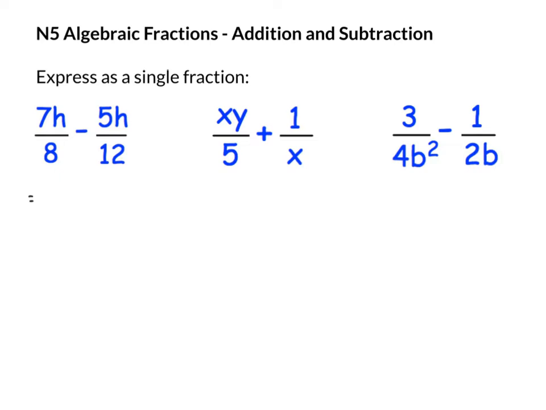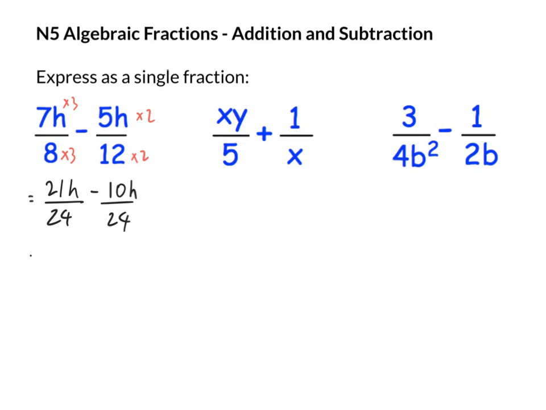8 and 12 are both factors of 24. So I can rewrite both of these fractions with 24 on the denominator. I can do that by multiplying the first one by 3 on the top and bottom, and by doubling the top and bottom of the second one. This will give me, for my first fraction, 21h over 24, and for the second one, 10h over 24.